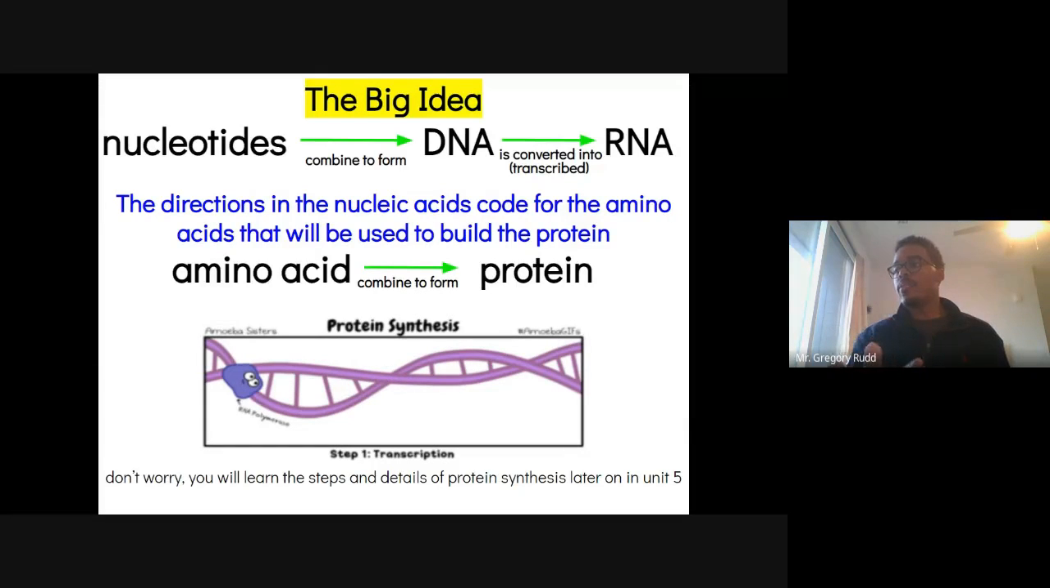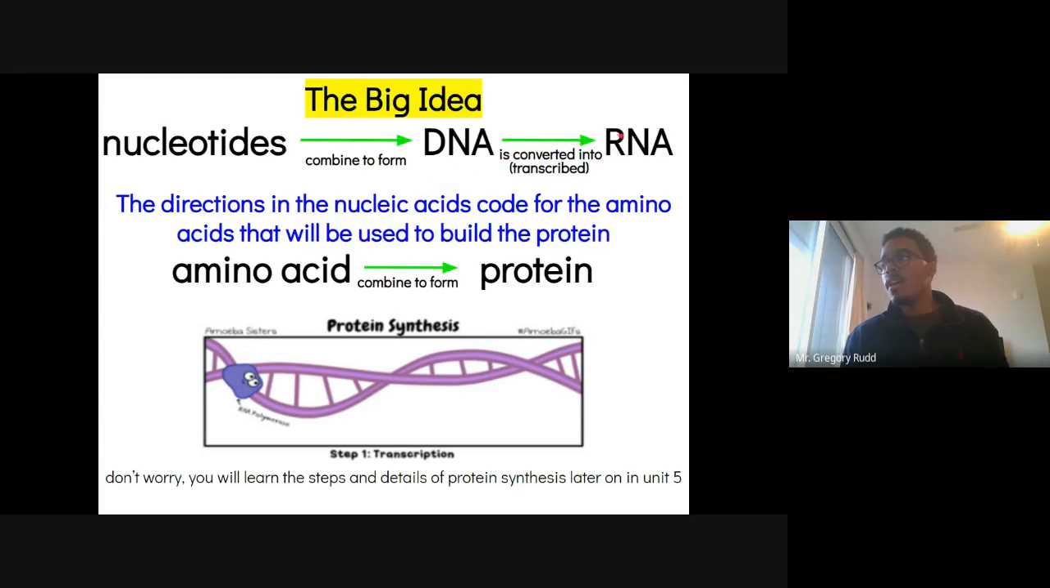So you don't need to write this down right now. We're going to go into this in much greater detail in Unit 5, which will come up probably about a month and a half from now, right before the midterm. For now, I just want you guys to see the big idea, the relationship between these terms. Nucleotides are the monomers that combine to form nucleic acid, specifically DNA. And then DNA gets converted into RNA through a process called transcription. Again, you don't need to write this down. We will talk about it in much greater detail.